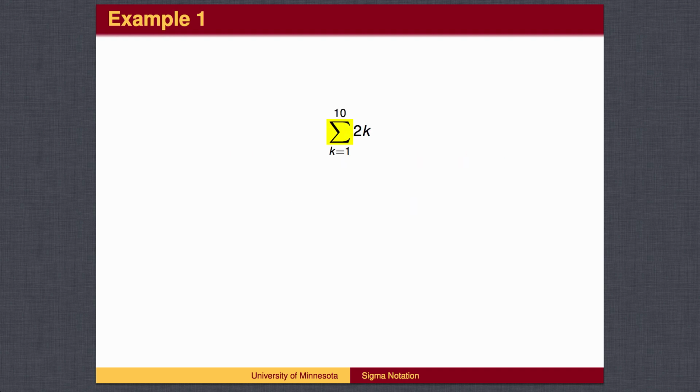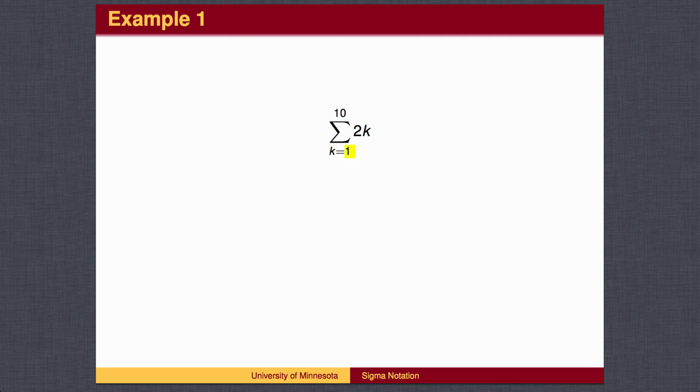Sigma is the Greek letter for S, which is the first letter in the word sum. The sigma indicates that we should add something up. The k in this case is called the index. It is like a variable in an explicit formula. The k indicates that we will be plugging in various values of k into a formula.